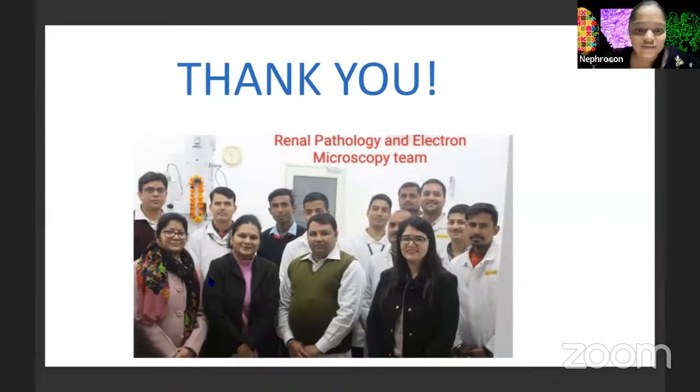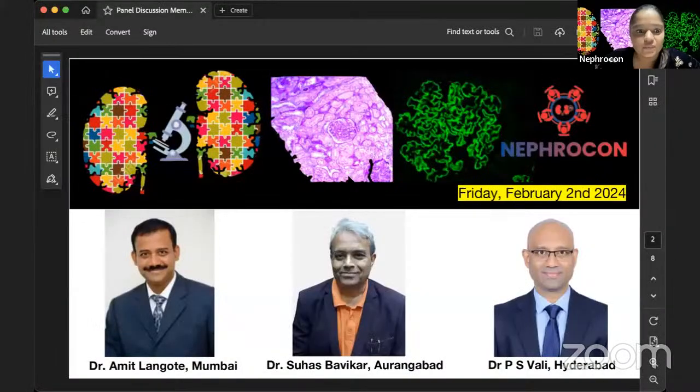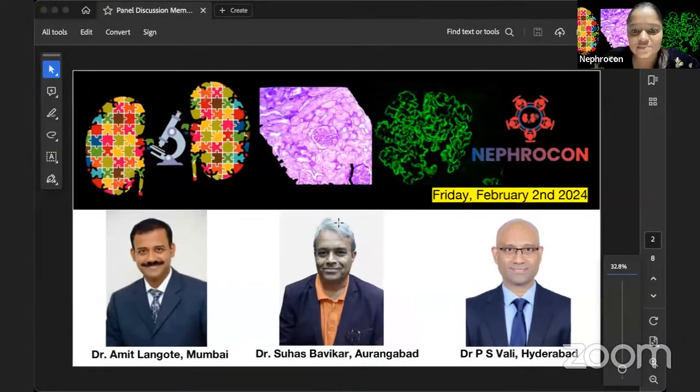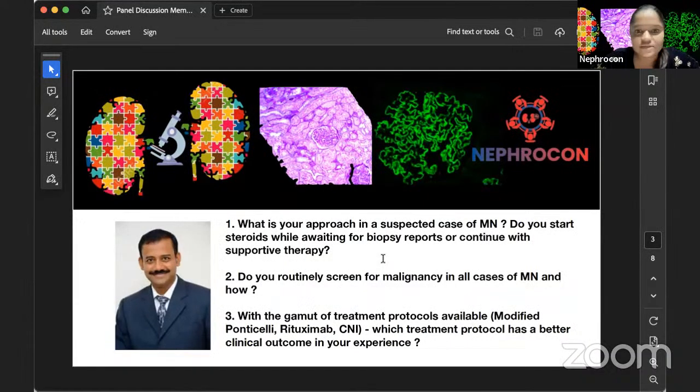Moving on to the next segment, we'll head towards the panel discussion amongst three nephrologists. We have Dr. Suhas Bavikar from Aurangabad, Dr. P.S. Vali from Hyderabad, and Dr. Amit Langote sir from Mumbai. They're practicing nephrologists and they have a wide clinical experience regarding membranous nephropathy. My first question is to Dr. Amit sir.